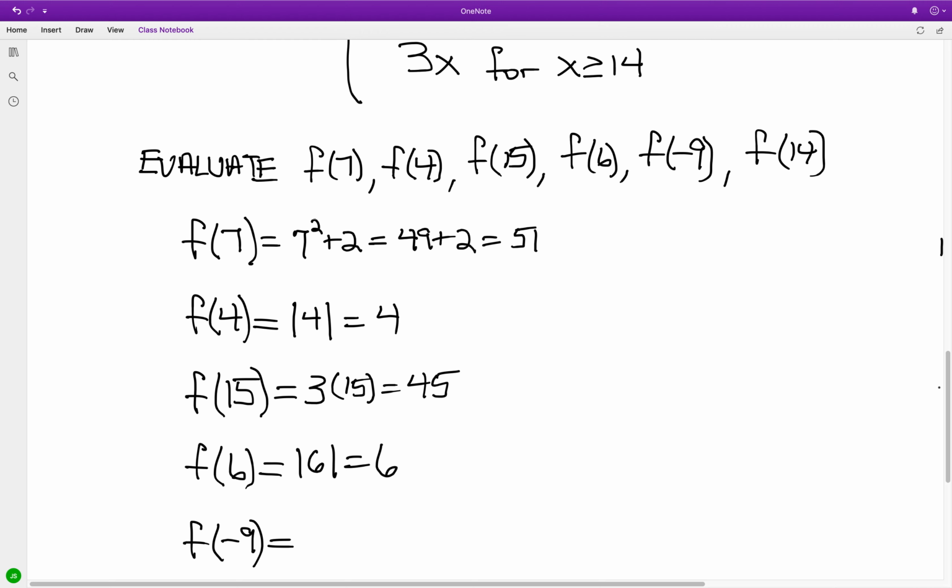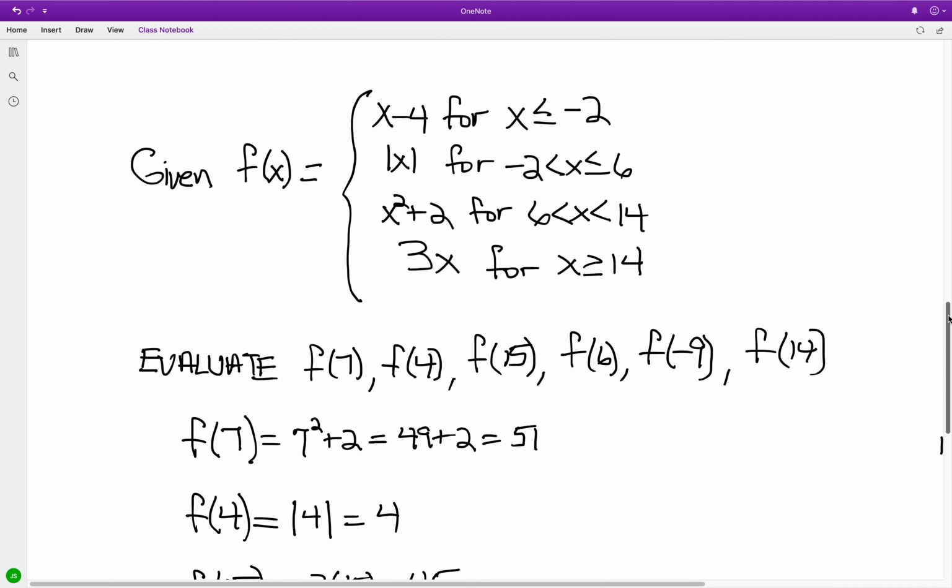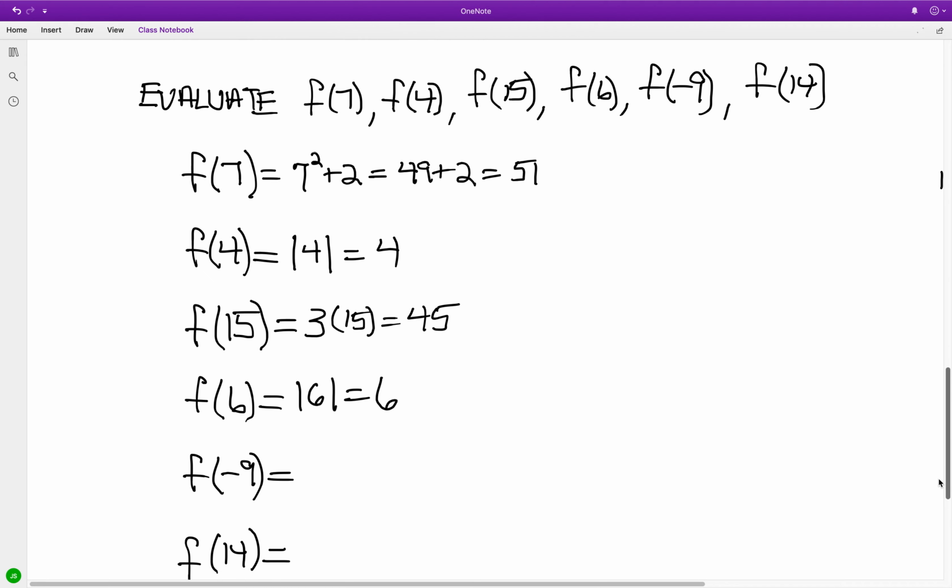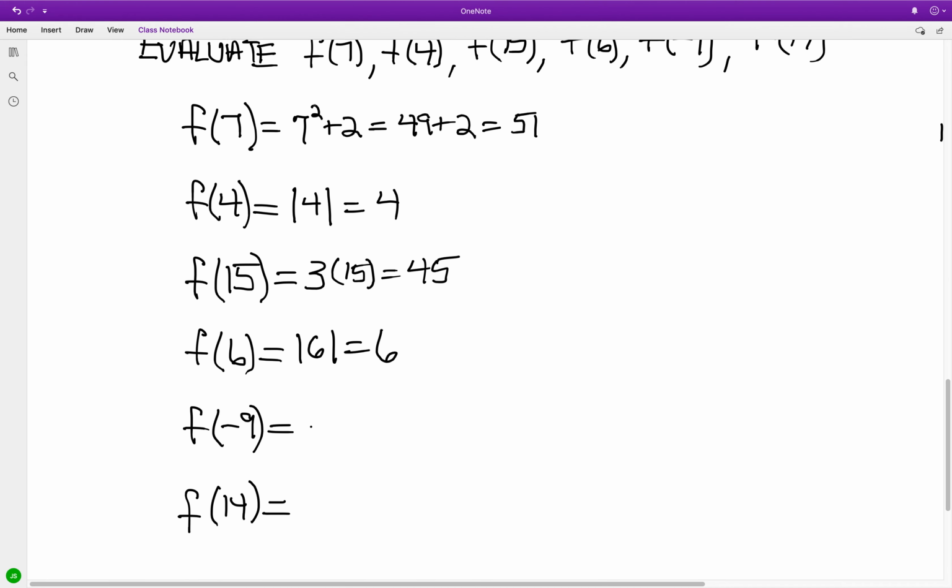Now for f of negative 9. Negative 9 is a relatively negative value, and in fact negative 9 is already less than negative 2, so the first inequality, x is less than or equal to negative 2, is going to apply. So what I am going to do is apply negative 9 for x and take x minus 4. So f of negative 9 is equal to negative 9 minus 4, which comes out to negative 13.